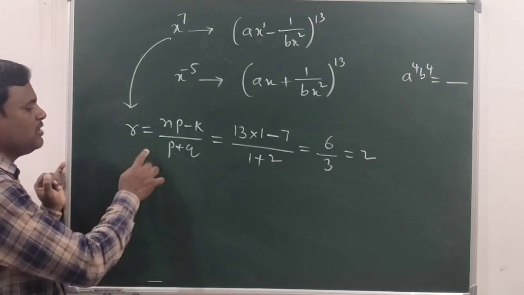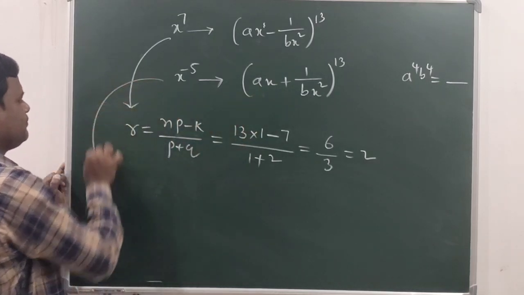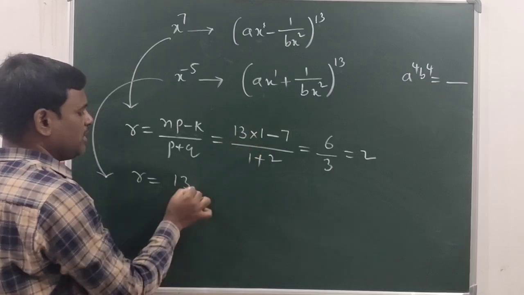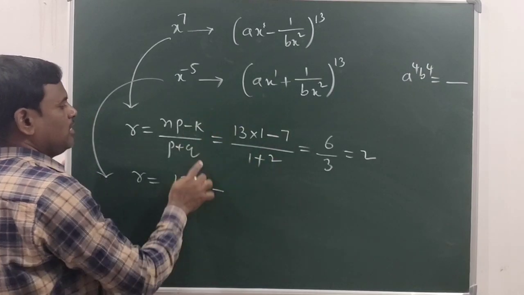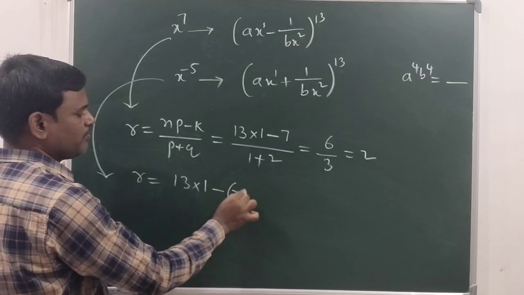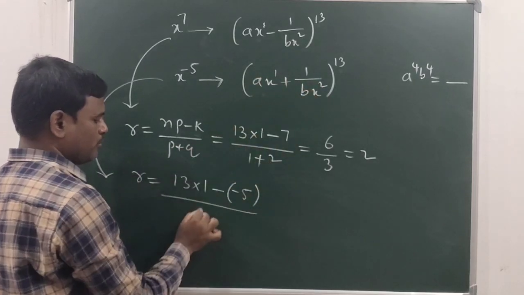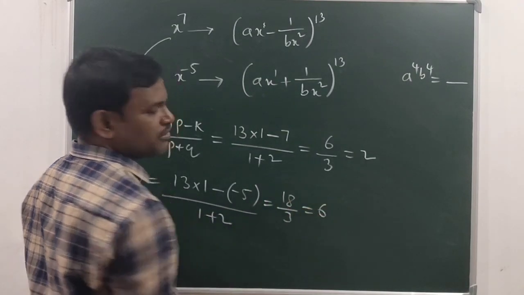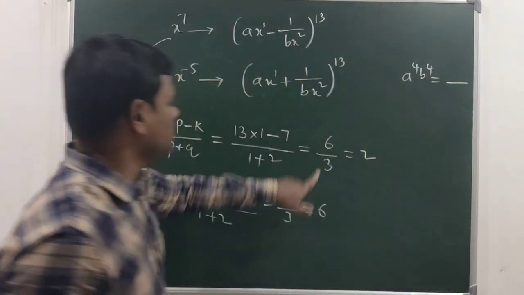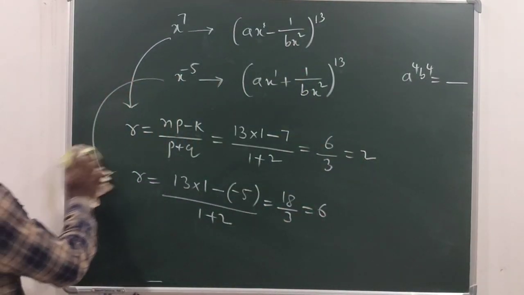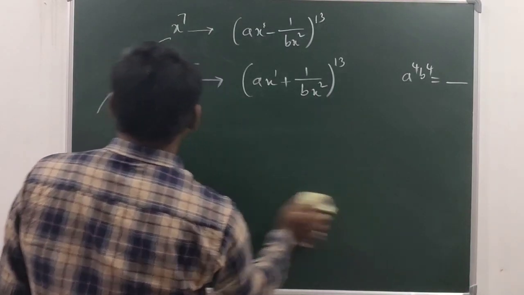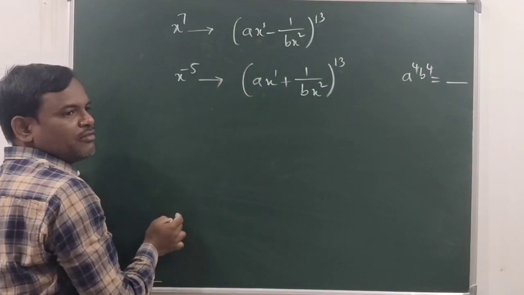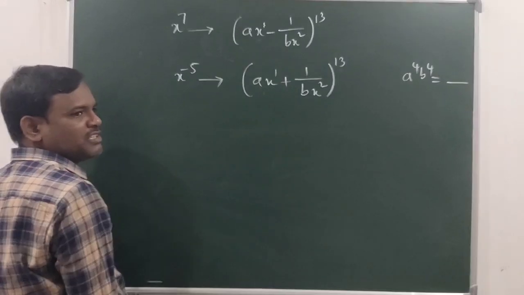Now what is the r value for the second one? For the second one, r value. So here 13, here p value here also 1, minus, np minus k, k value minus 5, by p plus q, here 1, here 2, 1 plus 2, which becomes 18 by 3, 6. So r value for the first expansion is 2, second expansion is 6. Now tell me students, for the first one r value 2, second one 6 you got.